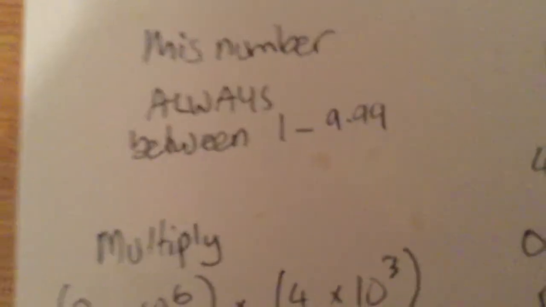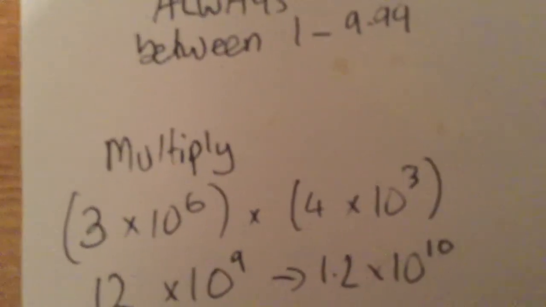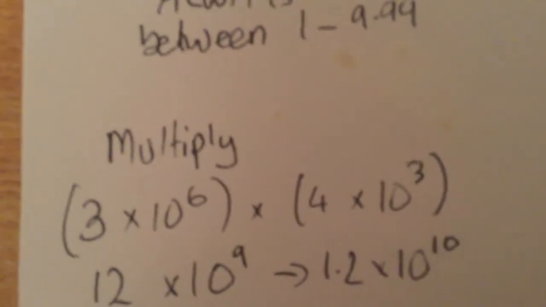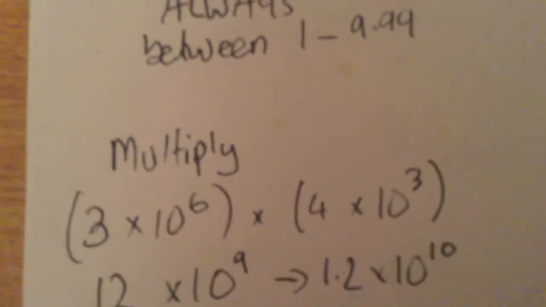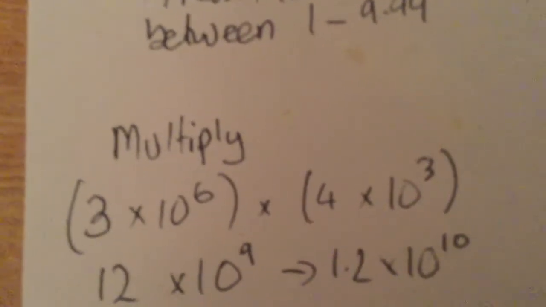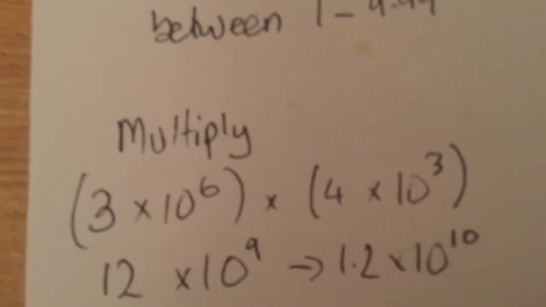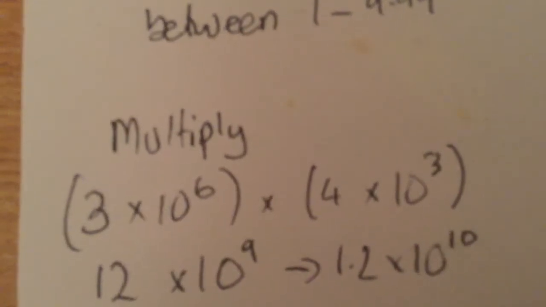Another time this happens is if you multiply or divide standard forms together. How does that work? You multiply the initial numbers, 3 times 4 is 12, then you've got 10 to the 6 times 10 to the 3, the effect is as if you're adding 6 add 3. So you get 12 times 10 to the 9. We know that can't happen because the initial number has to be between 1 and 9.99, so we divide through by 10, and we get 1.2 times 10 to the 10.